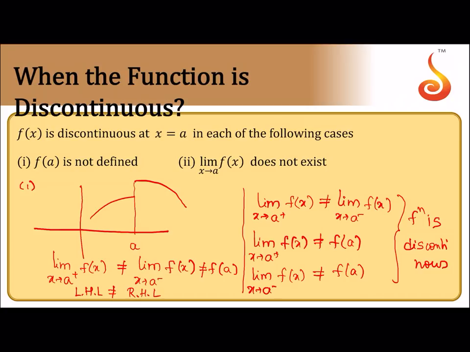So I hope you all understood. The left hand limit is not equal to the right hand limit, or the right hand limit is not equal to the value of the function, or the left hand limit is not equal to the value of the function, then we say the function is discontinuous.